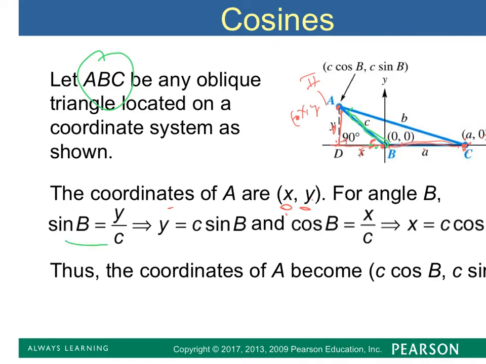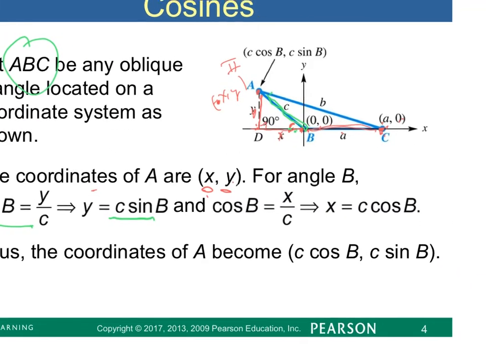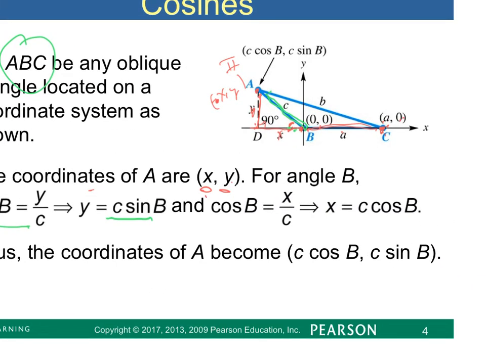That makes sense. But if you solve this for y, then you get y equals c sine of B. Now we do the same thing for cosine of B, but now I'm over here. So cosine of B is adjacent over the hypotenuse, so we got x over c. Solve that for x, we got x equals c cosine B.